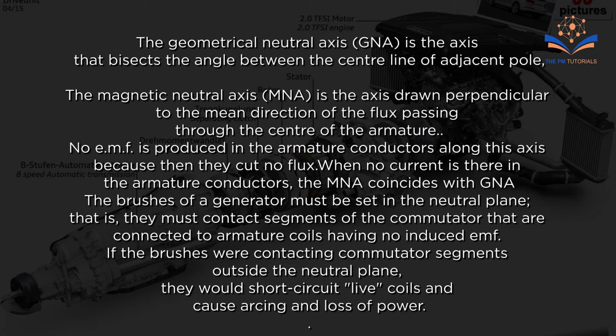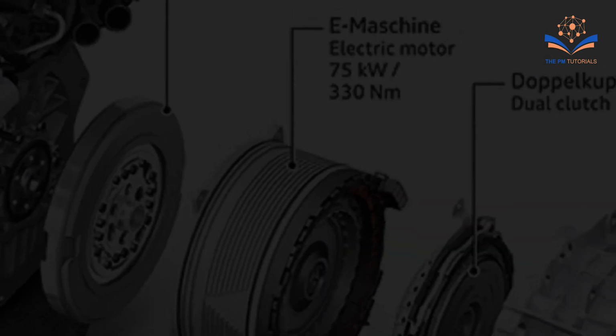One more thing: the brushes of a generator must be set on the neutral plane. That is, they must contact segments of the commutator that are connected to the armature coils having no induced EMF. If the brushes contact commutator segments outside of the neutral plane, they will short circuit live coils and cause arcing and loss of power.